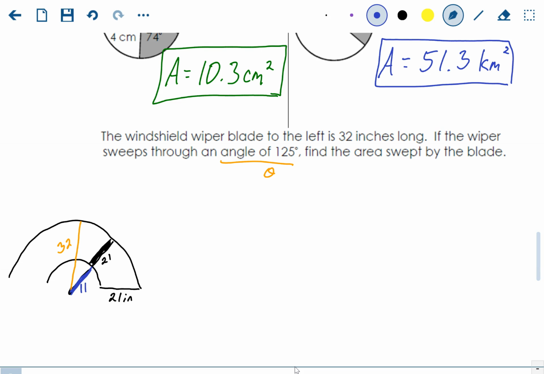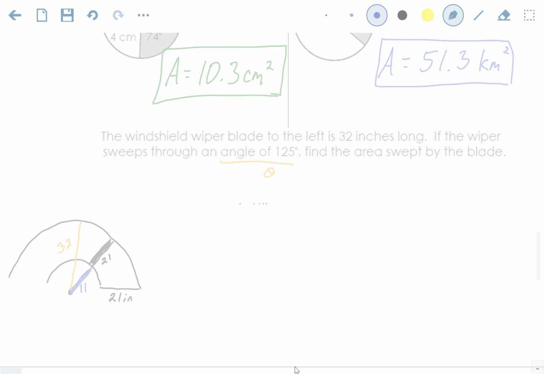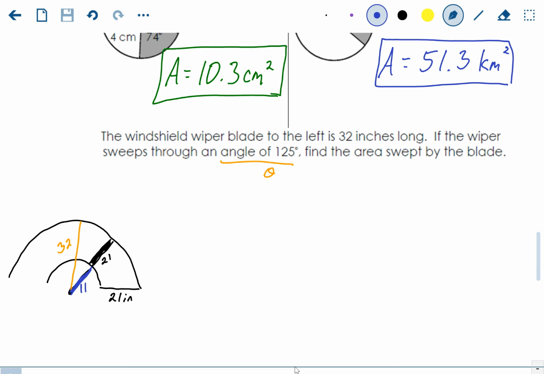So for a problem like this, we actually need to find two areas. We need to find the area of the entire 32-inch section, and we're going to have to find the area of the 11-inch section. And we're going to subtract those two answers to find the area that's left over. In a different sense, it's like having a circle inside of a circle.